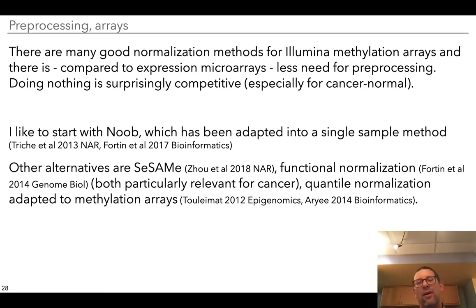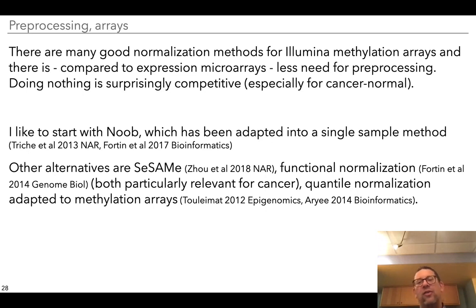If I have to cut to the chase and recommend something of all of these different methods, I tend to like to start with Noob, partly because it has excellent performance, but also partly because it's a single sample method, which means that the normalization of one sample is independent of the other samples you have assayed. Almost all other normalization methods do some things where your results are going to change ever so slightly depending on which samples you normalized it together with. So Noob has great performance, and it's really convenient, and that's where I like to start. And I'm not an author of Noob.